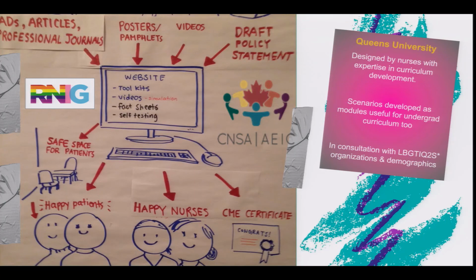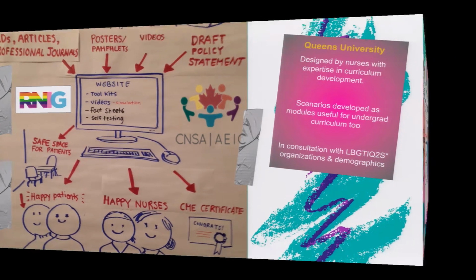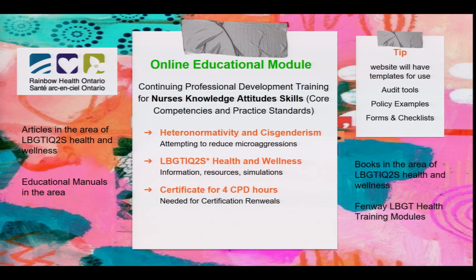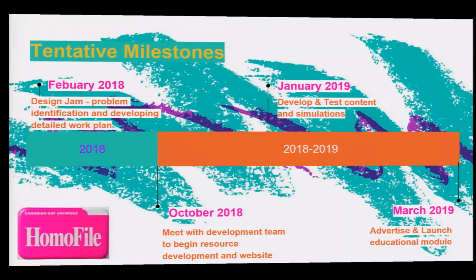We had another teleconference on it the other day. It's going to address issues such as heteronormativity, cisgenderism, and provide information about health and wellness. There'll be audit tools, so if anyone wants to audit their university curriculum, they can. Rainbow Health Ontario has decided to come on board as well, so it's going to be a national thing.